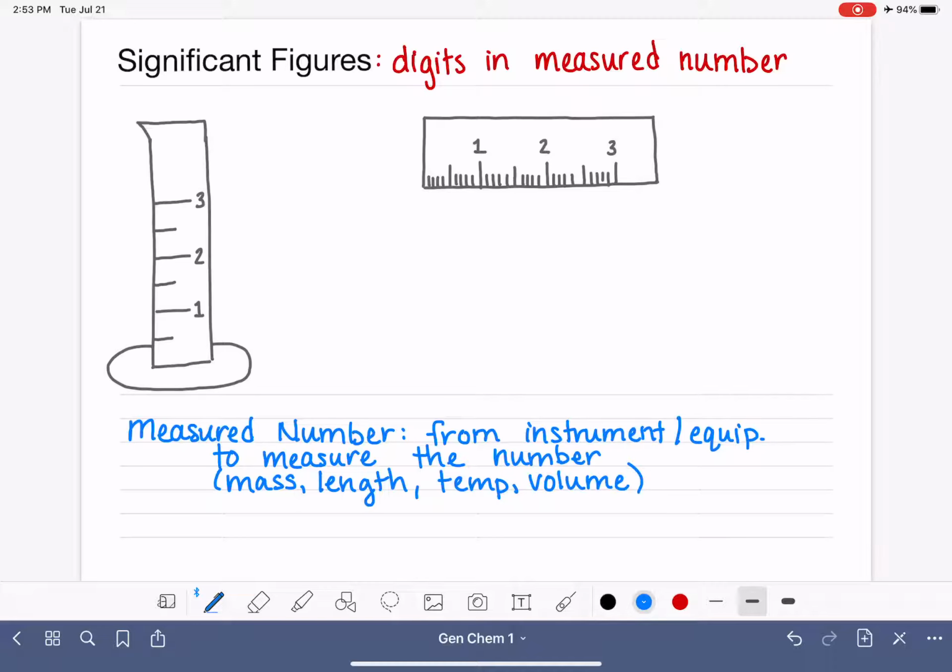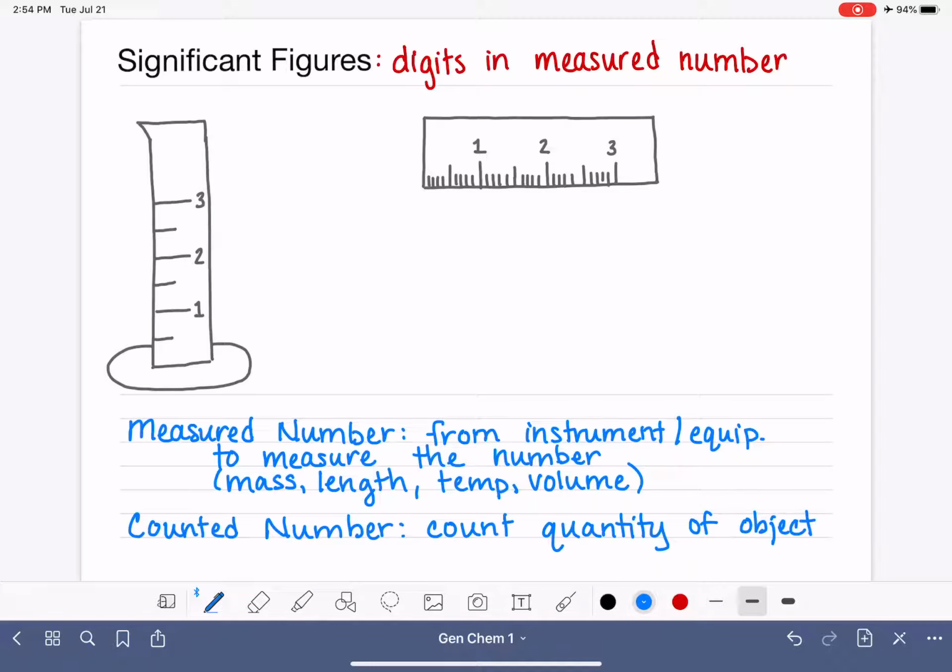The other type of number, a non-measured number, is called a counted number. And a counted number is exactly what you think it is. It's a number that you obtain by counting. So you don't use some sort of instrument to determine this number. You just literally count the quantity. This is always going to be representing a quantity of objects or whatever that we're talking about.